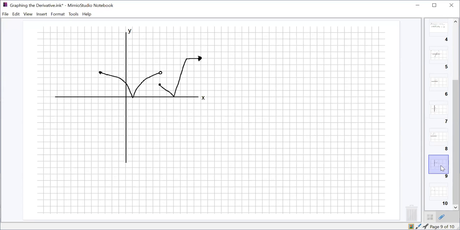So you guys want to see if you could do this one on your own? All right, I'll give you guys a minute or so here to see if you can sketch what the derivative of this should look like.